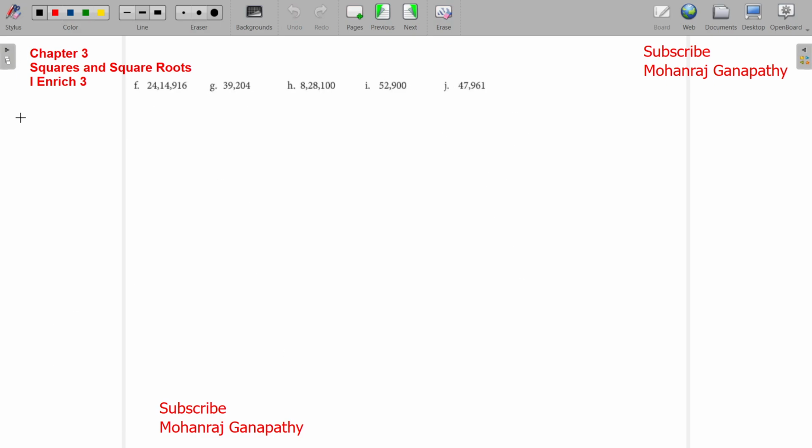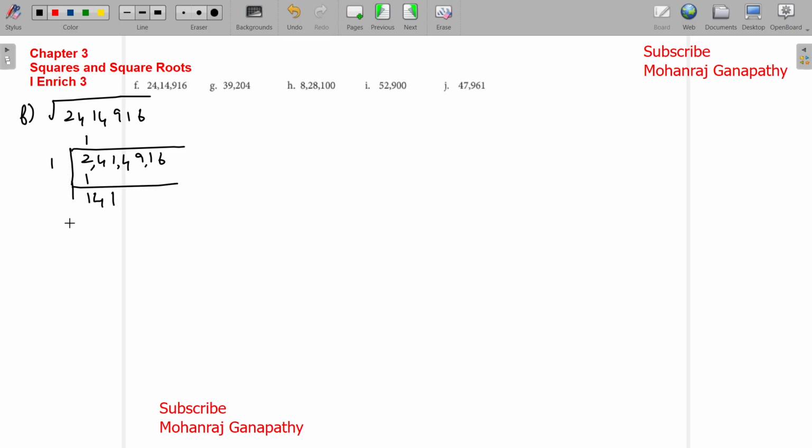F subdivision. Square root of 2414916. 2414916. Separate two digits from the last. 1 ones are 1. Remaining 1. Bring down 41. 1 into 2 is what? 2. Go with the nearest number. 7 times 14. 14 plus 4.